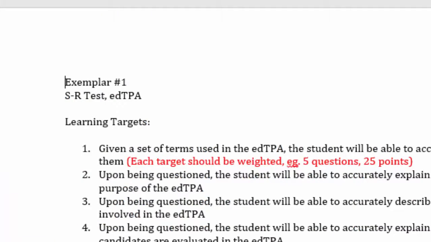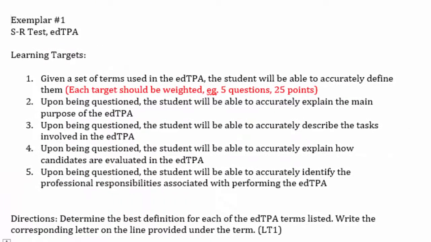This is exemplar number 1, and you can see that the verbs are very clear. The student will be able to accurately explain, accurately describe, accurately explain. Student will be able to accurately identify. So those are the verbs: identify, explain, describe, that you need. This person didn't put weighting in for her targets, but that's not part of the rubric, so you're not going to lose points. But this is part of your blueprint that I should be able to look at your test, your targets, and see which ones are weighted more than others.